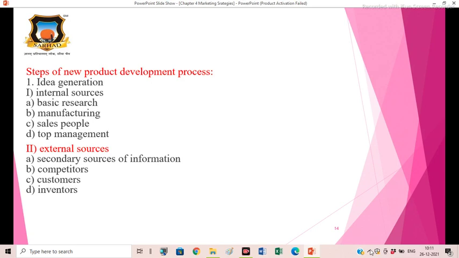The next external source is the customers. Customers are a very good source of new ideas. When customers give information regarding problems in existing products, it usually leads to a product improvement. Some educated customers write directly to the manufacturers with a suggestion of a product change.